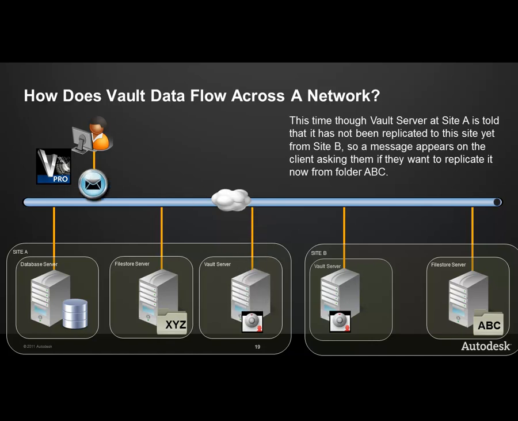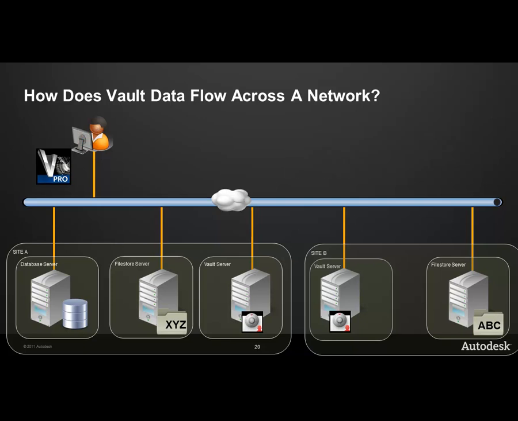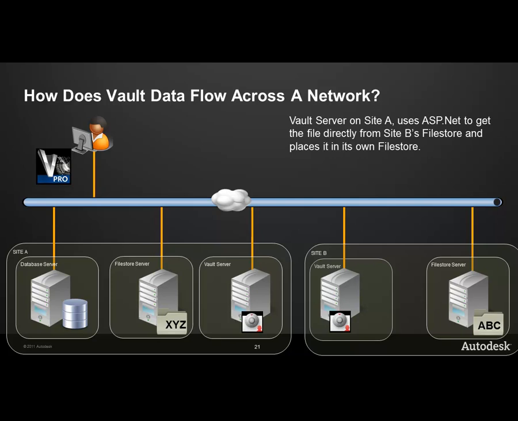This time though, Vault Server at Site A is told that it's not been replicated to this site yet from Site B, so a message appears on the client asking them if they want to replicate it now from folder ABC. The user says, yes please. Vault Server on Site A uses ASP.NET to get the file directly from Site B's file store and places it in its own file store.